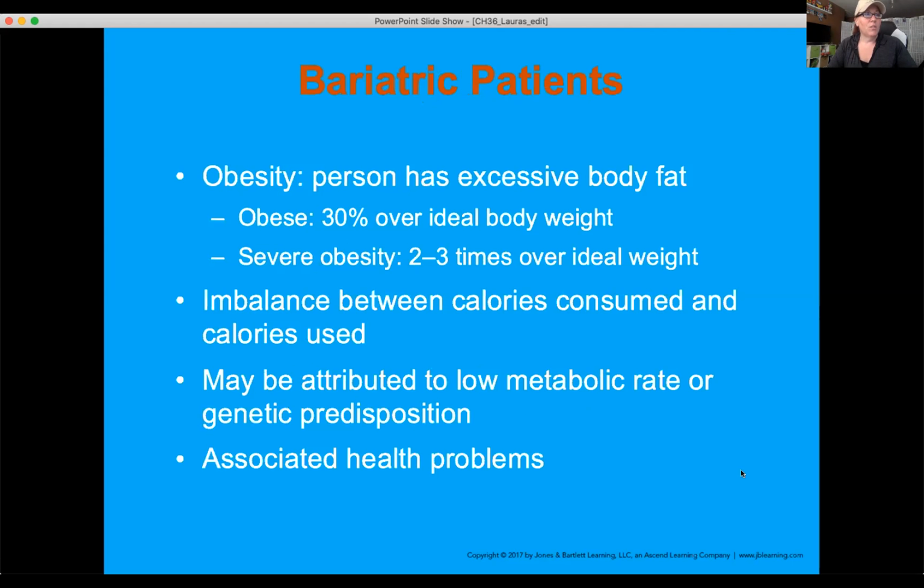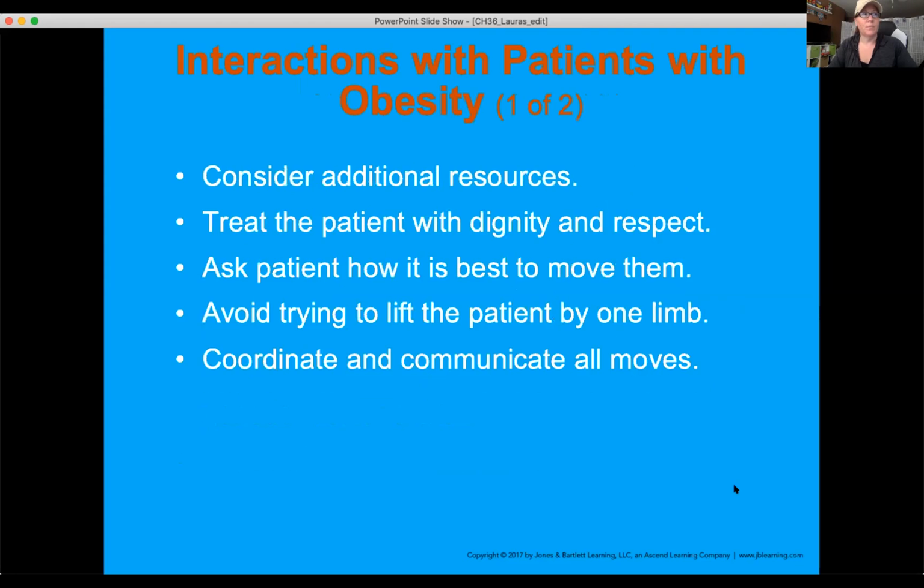So, bariatric patients. With a bariatric patient, your book talks about obese being 30% over their ideal body weight, and then severe obesity being 2 to 3 times over their ideal body weight. So with patients with obesity, we need to make sure that we can handle protecting our backs, moving patients in coordinated movements, talking as a team, and requesting additional resources if you can. And then we have specialized ambulances that deal with bariatric patients. And we kind of went over that in lifting and moving in that chapter.